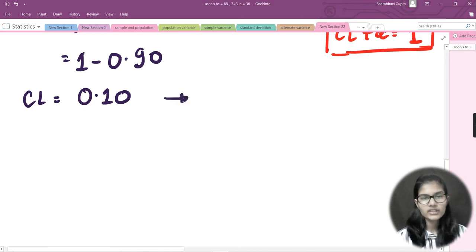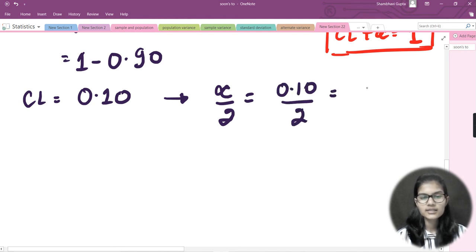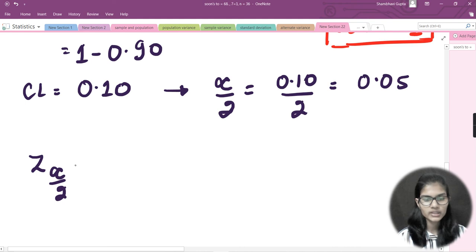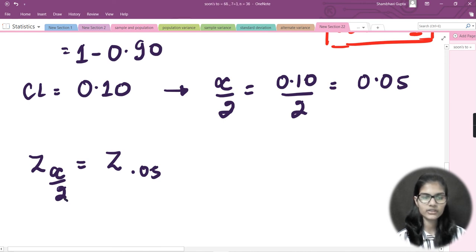Now if I want to find alpha by 2, I would write 0.10 by 2, and that is 0.05, right? 0.05 is the value. Now what next do I have here? I need to find z of alpha by 2, which is equal to z of 0.05. We have seen in the z-scores that z of alpha by 2 is equal to z of the alpha value here, which is the thing we just wrote.